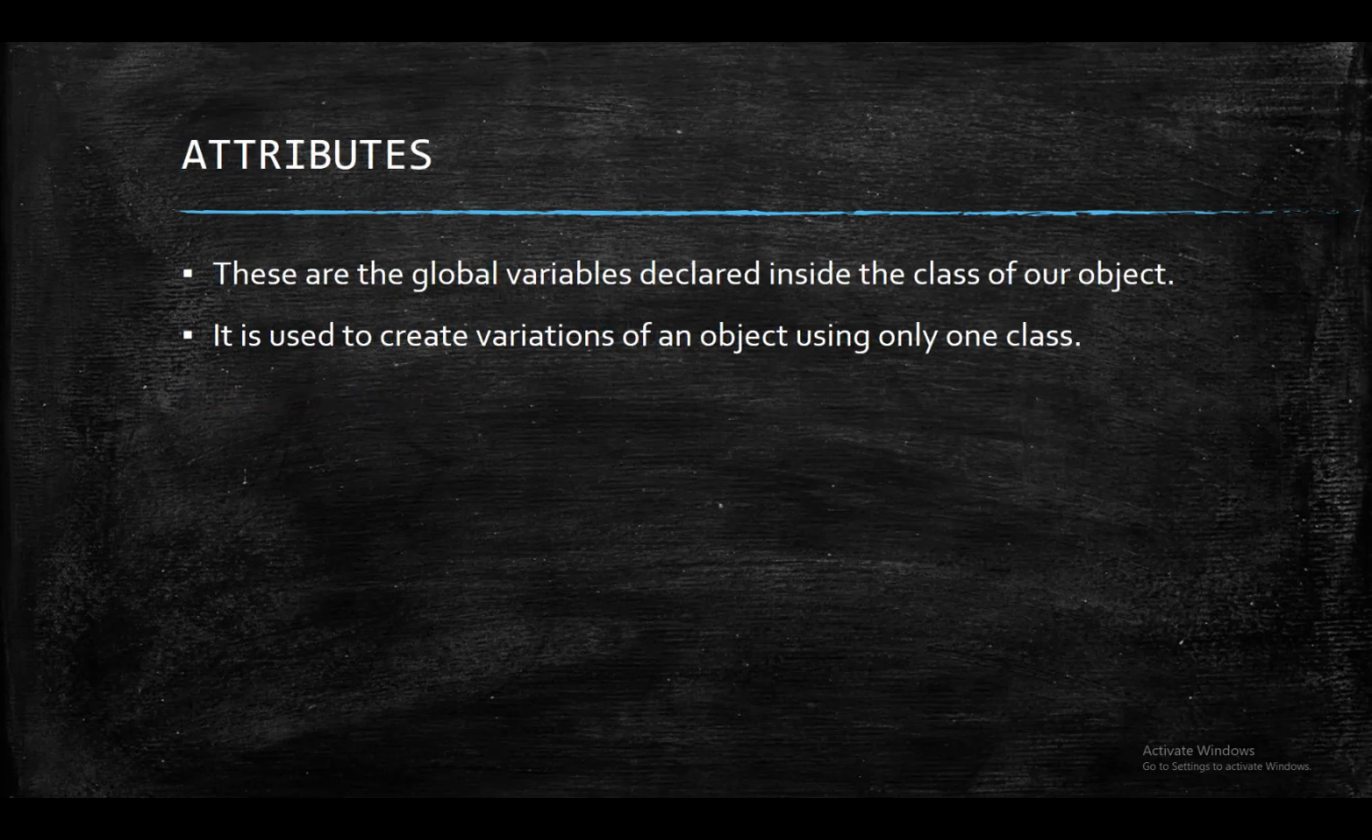Next is we have the attributes. So, what are those attributes? So, these are the global variables declared inside the class of our object. So, example, atong object is person. So, we have to create a class. Unsa may mga attribute sulod sa class sa atong person. So, we have the string name, string first name, integer sex, and character gender, something like that. So, it is used to create variation of objects using only one class.